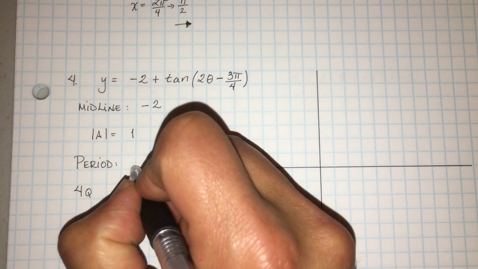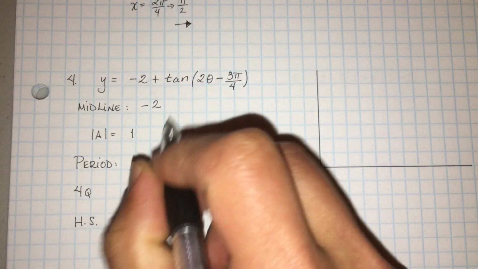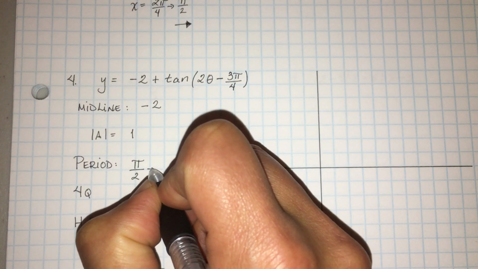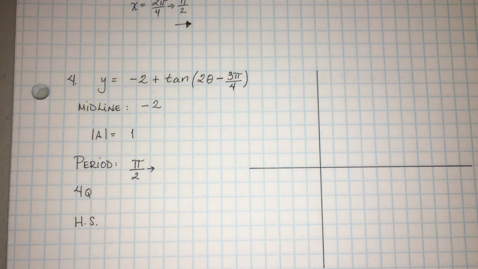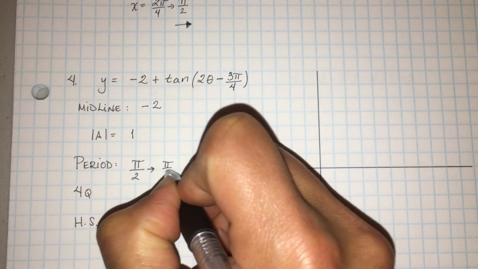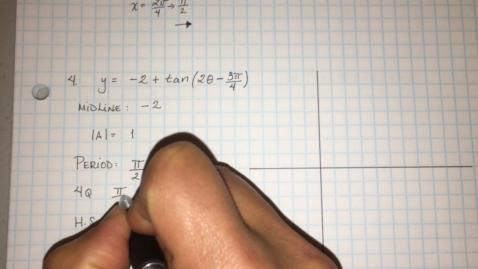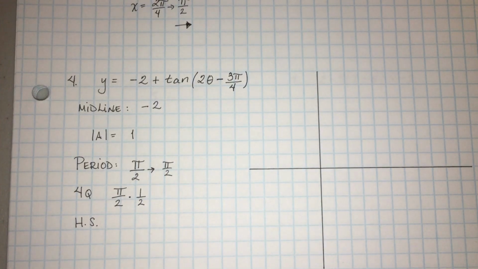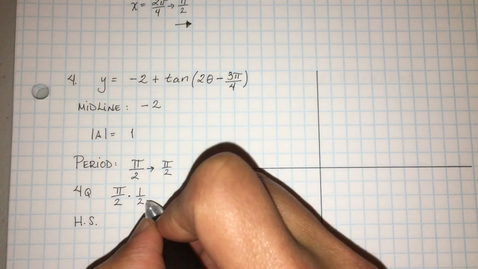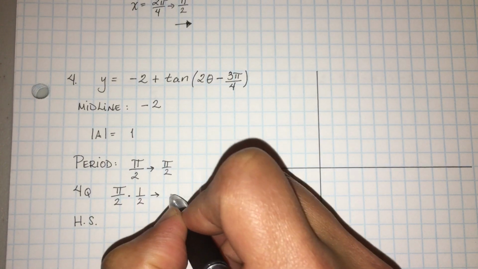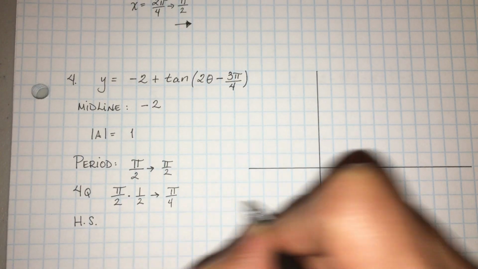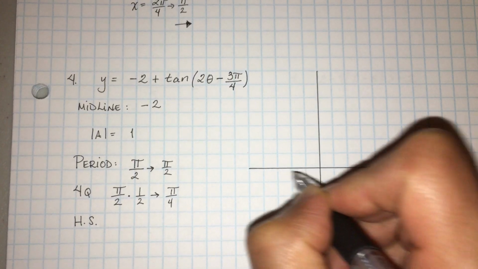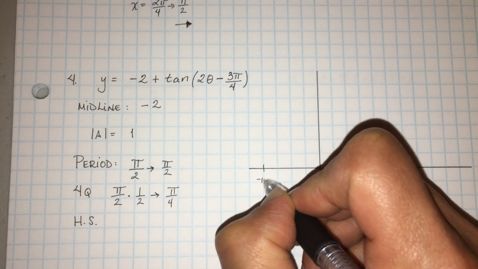Period, pi over b. What's in front of the b? It's a 2. Okay, so that becomes pi over 2. All right, so now we're going to go ahead and take pi over 2. Instead of dividing it by 4, we're going to multiply by half. That's the same thing as dividing it by 2. Take the half of it. That's going to give me pi over 4. So 1, 2, 3, 4. That means pi over 4 is going to be over here. And then 1, 2, 3, 4. Negative pi over 4 is going to be on the left.